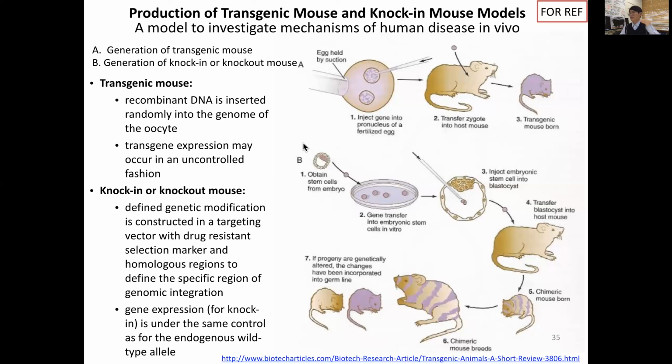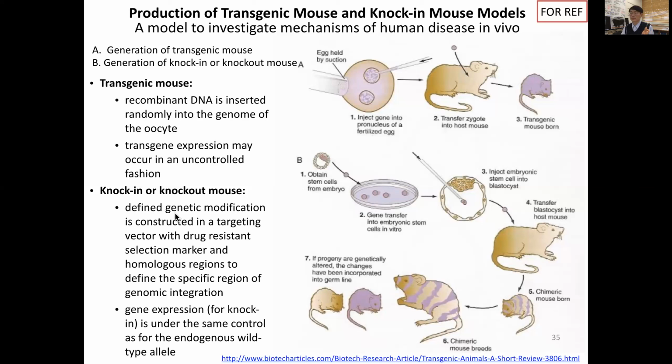That comes from stem cells from the embryo. We take the stem cells and transfer genes into the embryonic stem cells in vitro, select those stem cells, and put them into the blastocyst of a mouse, and then into the host mouse. The host mouse will create a mixture of these. So the chimeric mouse is born, and you self-breed and breed. Then you can see the progeny are genetically altered, and you can find out which ones are the pure knock-in or knock-out mouse.